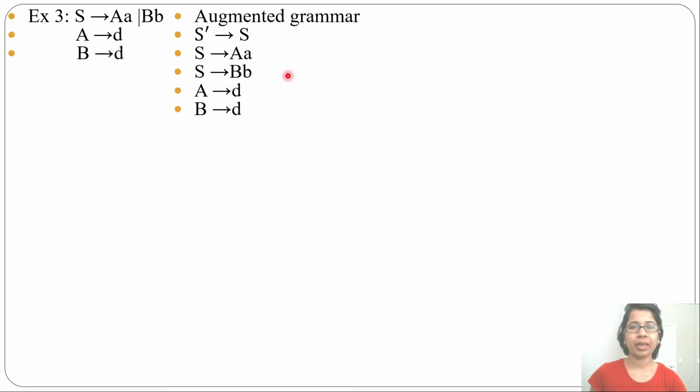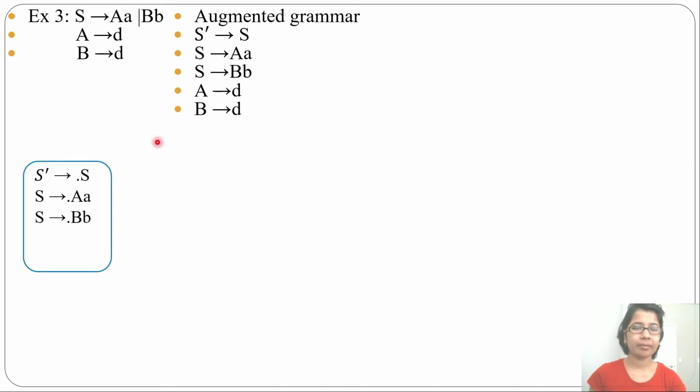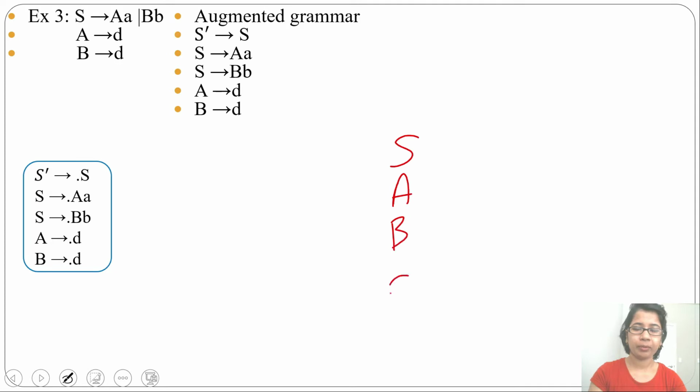Next we need to construct the LR automata with the LR0 items. Now there will be an initial state with the production S' derives dot S. There is a dot before S, so you need to write the S productions: S derives dot AA, then S derives dot BB. There is a dot before A, so you need to write the A production, A derives dot D. There is a dot before B, so you need to write the B production, B derives dot D. There is a dot before S, before A, before B, before terminal D. So there will be 4 transitions with S, A, B, D.